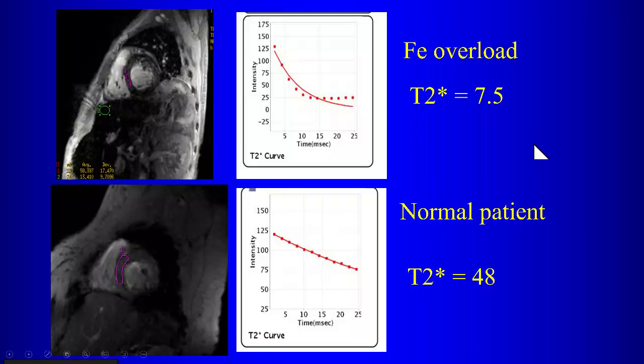So what the clinicians can do is take the patient who has iron overload, treat them with chelating agents, and then bring the patient back for follow-up imaging. If your therapy is effective, what should happen? Yes, this number should go up. Okay, so this is a way that we can use MRI to quantify myocardial iron deposition, and we do this with T2 star weighted imaging.